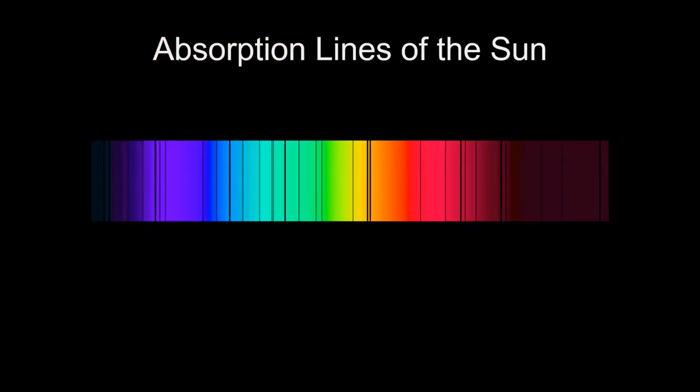So this is a picture of our sun's absorption spectrum. The black lines in the sun's spectrum are caused by gases on or above the surface of the sun that absorb some of the emitted light as it passes through the gas. By comparing the lines here and the lines of each individual element, we can determine which elements are found in the sun.